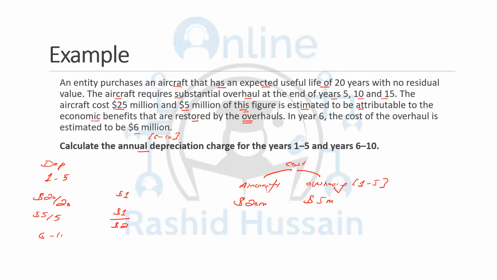Then we have year 6 to 10, and the cost of the asset remains the same, 20 divided by 20, 1 million per annum. And the overhauling cost for the next 5 years is 6 million divided by 5 years, and it is going to give you 1.2. So the depreciation per annum for the next 5 years is 2.2 million per annum.